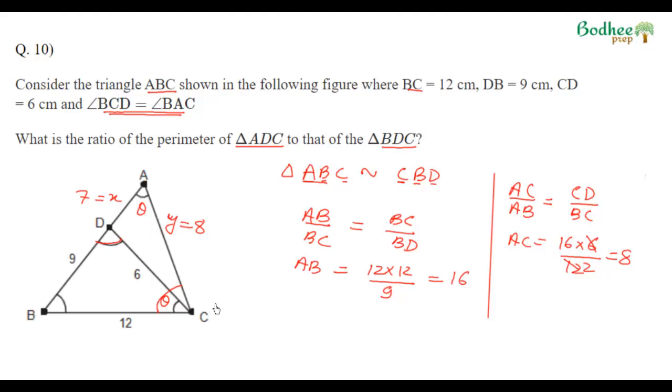So everything is known now. The perimeter of ADC would be 7 plus 8 plus 6, which comes out to be 21. The perimeter of BDC will be 9 plus 12, which is 21, plus 6, which is 27. So this will be the ratio. On simplifying, we'll get it as 7 by 9. So 7 by 9, whichever is the option, should be the right answer.